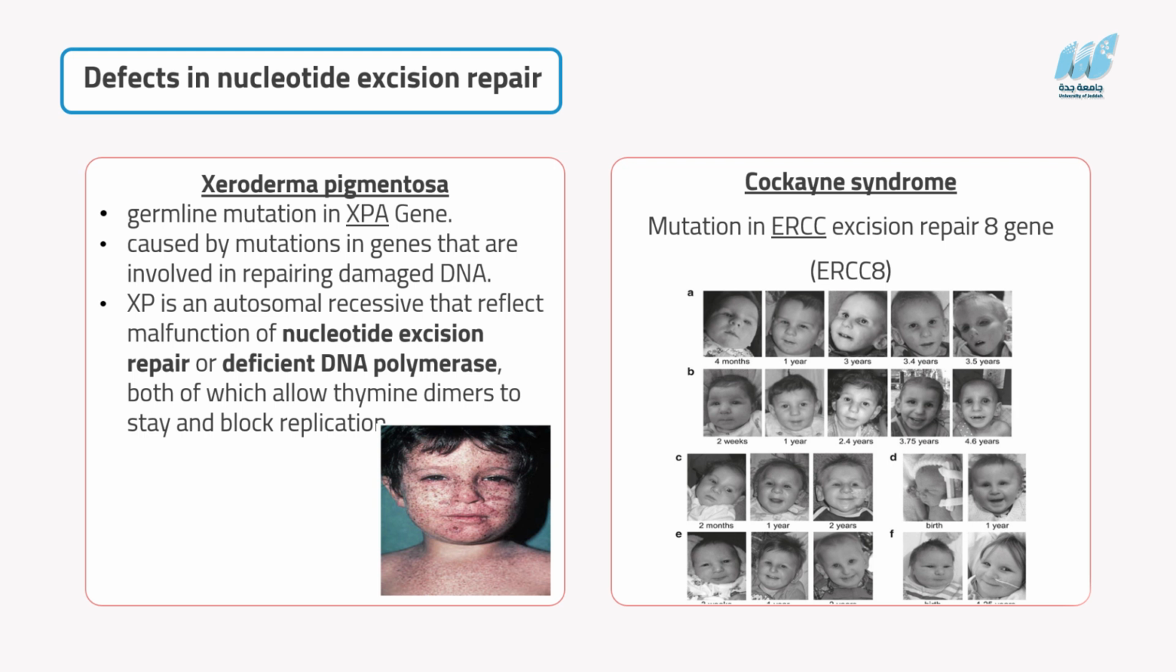An example of defects in nucleotide excision repair is xeroderma pigmentosum. It's a germline mutation in the XPA gene, which is involved in repairing damaged DNA. This disease is autosomal recessive and reflects a defect of nucleotide excision repair or deficient DNA polymerase, both of which allow thymine dimers to stay and block replication.